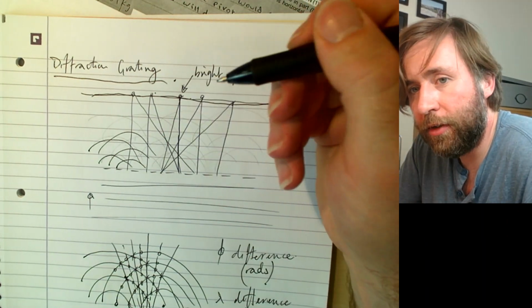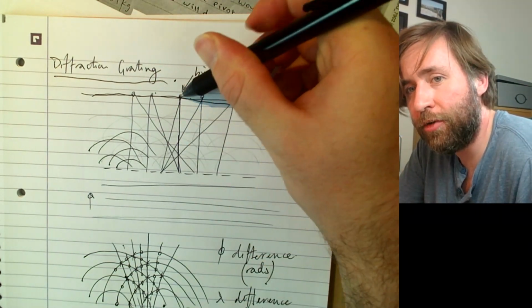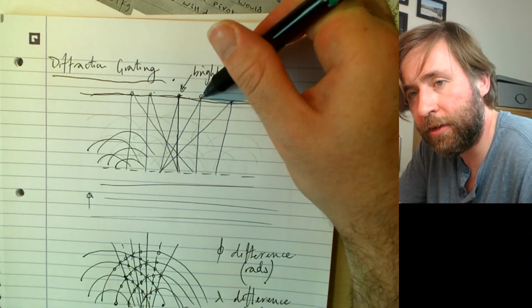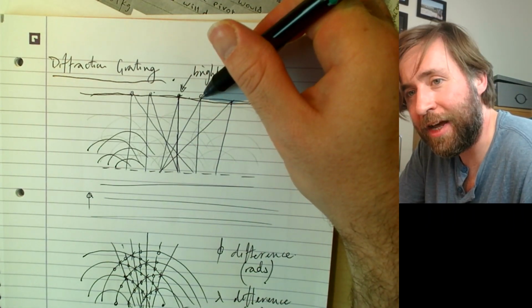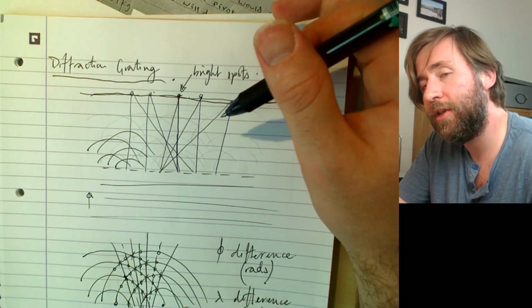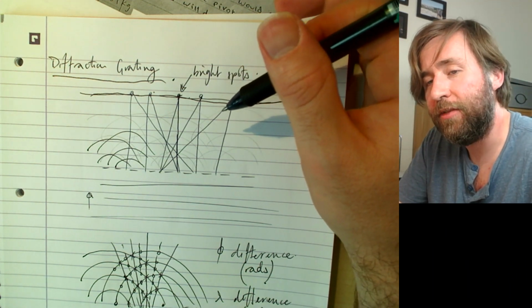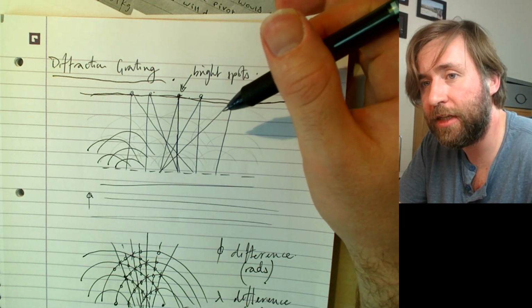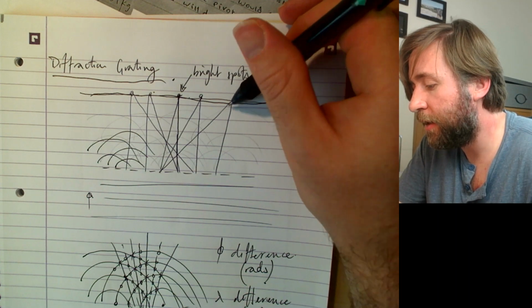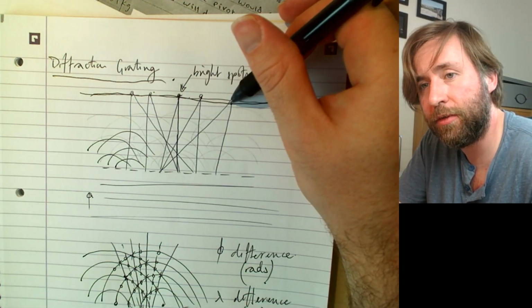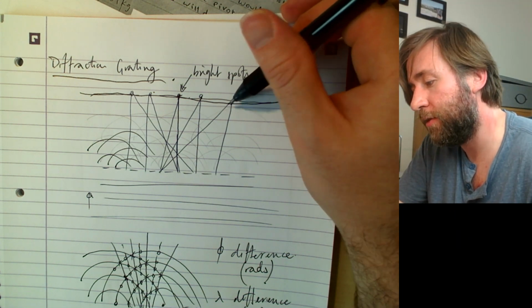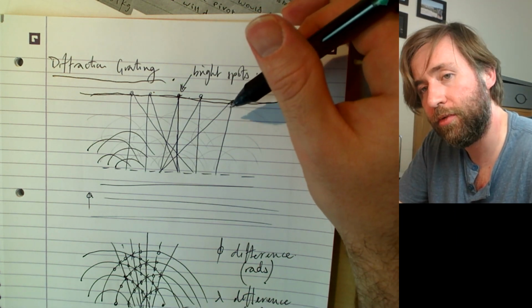But also, this central one has 0 path difference. But this first order maxima has 1 lambda path difference. It's gone 1 full wavelength further, so it arrives a full phase difference later, a full cycle later. And this one here has 2 lambda path difference. So it's still got a phase difference of 0, but it's got a path difference of 2 lambda. And I think that's really important to get in there.